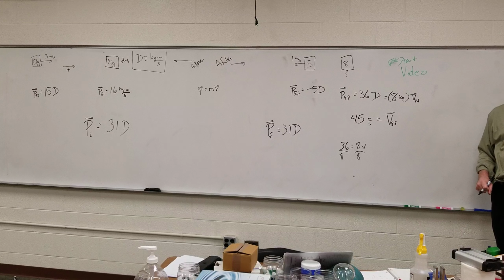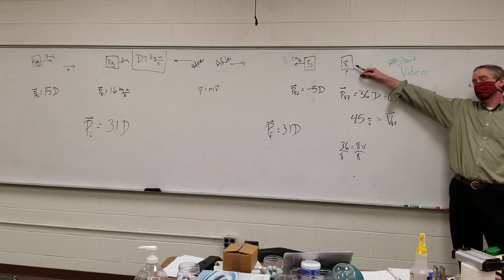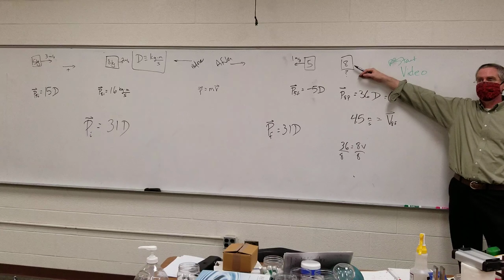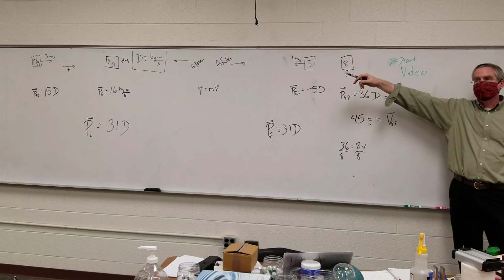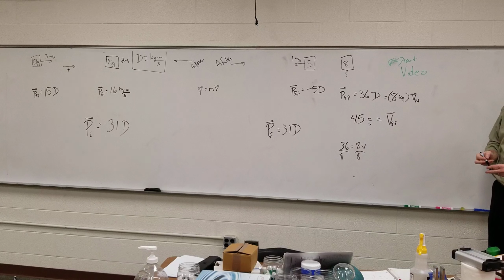So just changing that one sign from a -2 to a +2 suddenly changed the velocity of this from 0.5 meters per second to the right to 4.5 meters per second. It's going 9 times faster just by switching that one sign. Questions here?